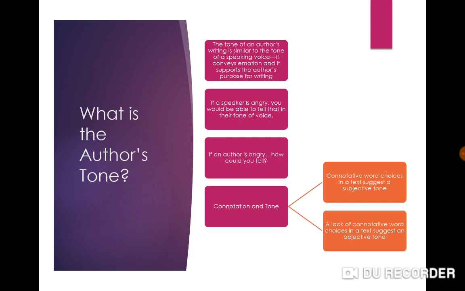So tone is all about how the author feels about their topic. And again, you use word choices and you look at the connotation of those words. Are they positive, negative, or neutral? And that helps you to infer how the author feels. Okay, so tone is all about their voice and how they sound. But again, in writing, that's hard, so we rely on the length of sentences as well as word choices.